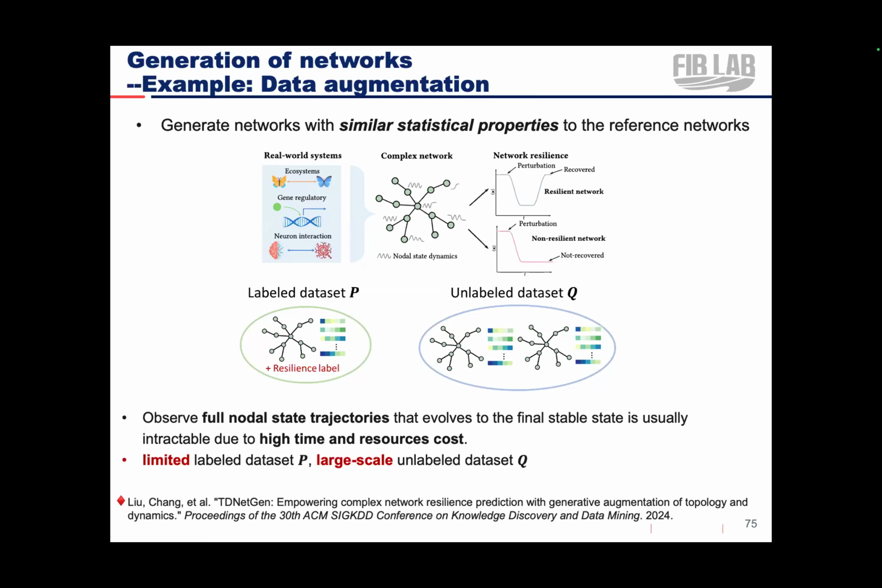So in this paper, the authors propose a generative technique to generate many similar network samples that can help them build a more powerful prediction model. The generation problem is formulated as: given some real-world examples, they want to generate both the network topology and also the network dynamics jointly.